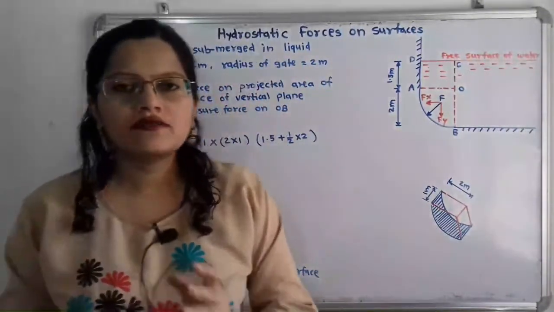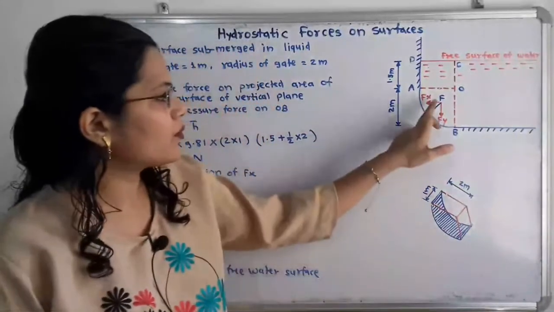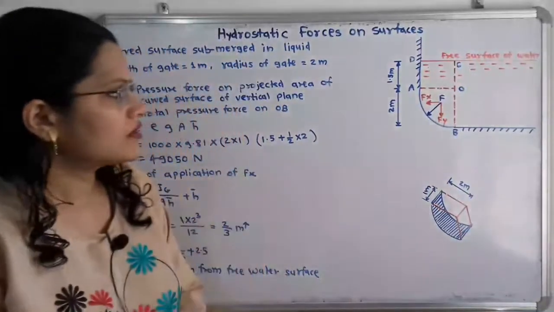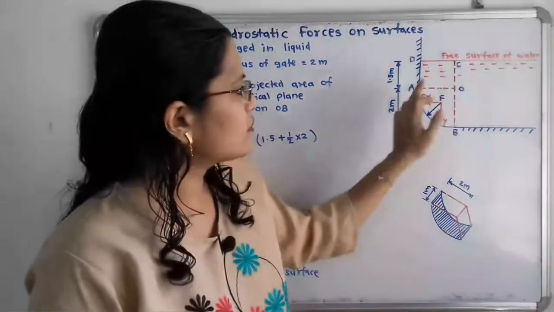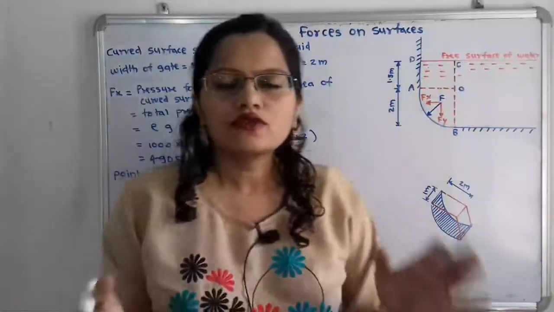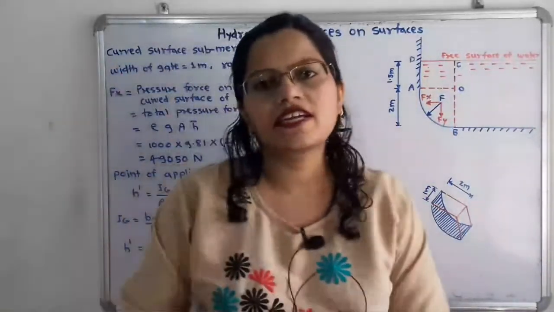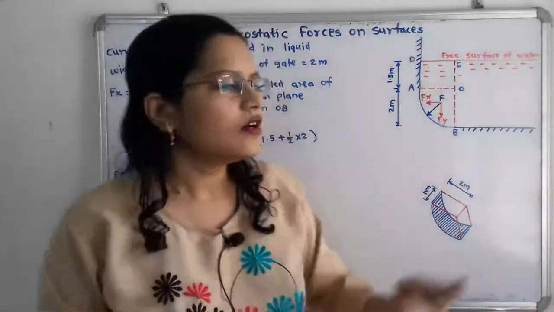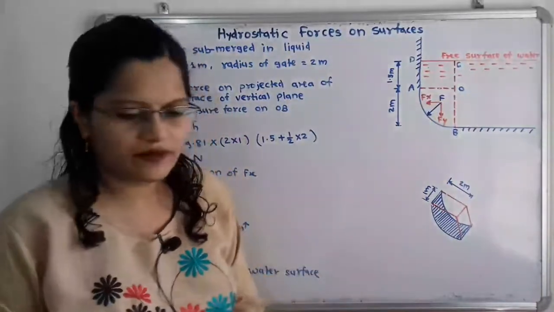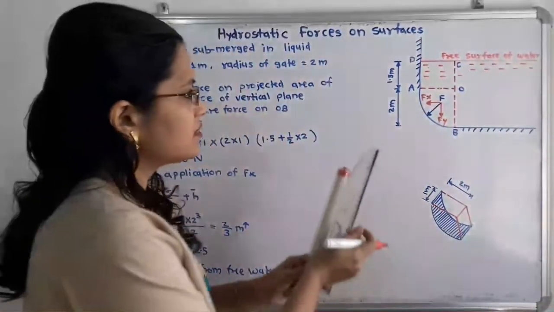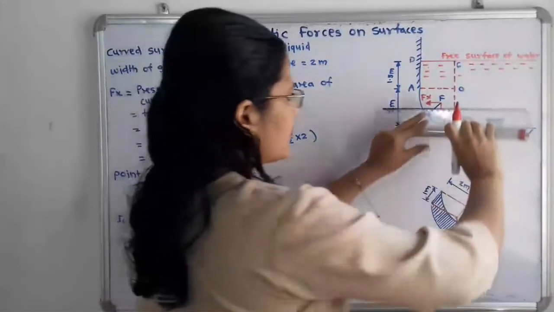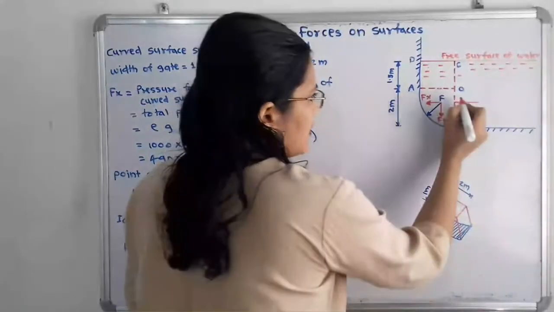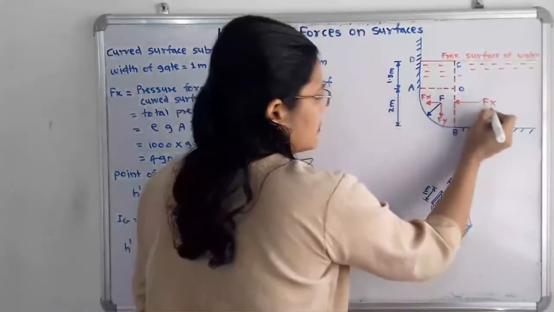Now we will first find the horizontal component of this force, that is Fx. How to find that? If we observe here, the water is in contact with this curved surface. There is a pressure force applied by the water on this curved surface, and we have to find the horizontal component of this force F. So I will show here, this is the vertical line, and I will show this force Fx on this vertical line. So here is the force Fx.